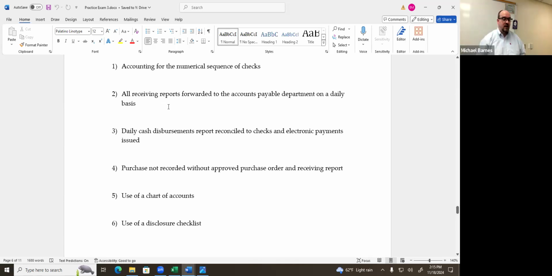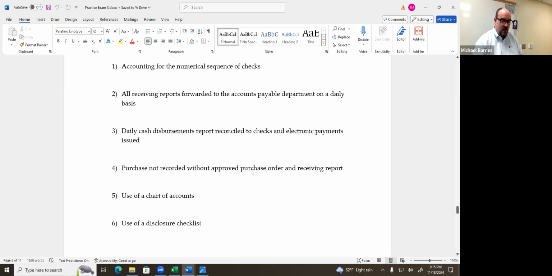Daily cash disbursements report reconciled to checks and electronic payments issued. This should be pretty easy. What are we talking about for the assertion? Reconciliations, pretty big clue. We're talking about VAA, and you see the word cash disbursement, so it's probably going to be related to cash disbursements, okay? Purchase not recorded without approved purchase order and receiving report, okay? So we have something to make sure that we don't actually have transactions that are not proper. So if that's the case, we're probably talking about existence, occurrence, okay? So it's put in place so it gets recorded because it actually has matching information. And this relates to the purchasing process.